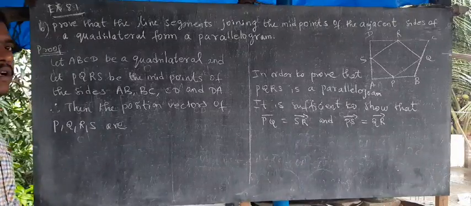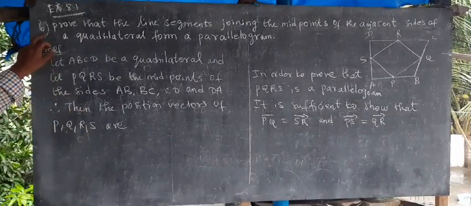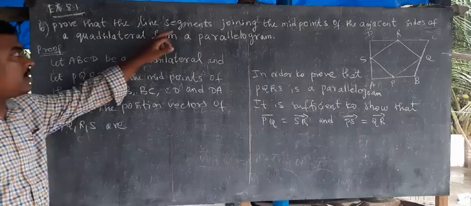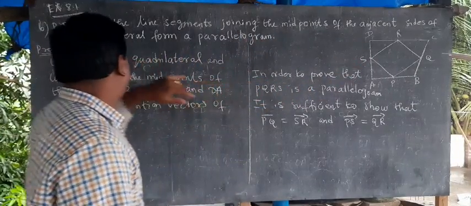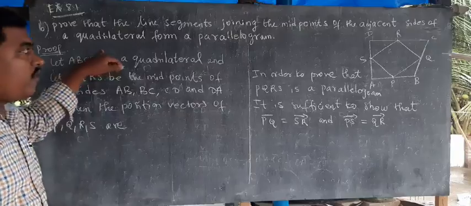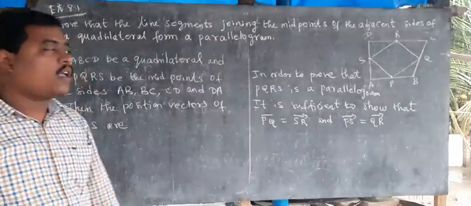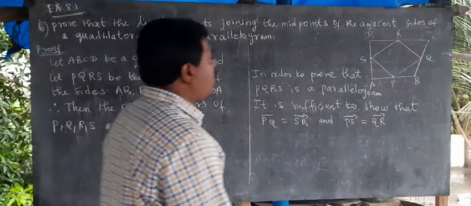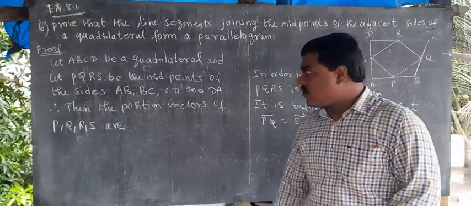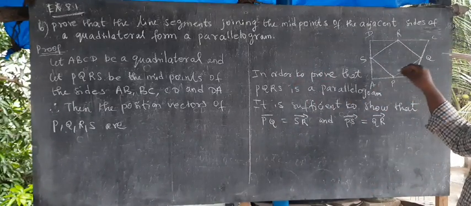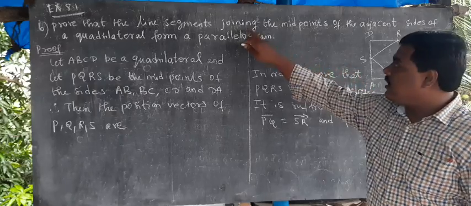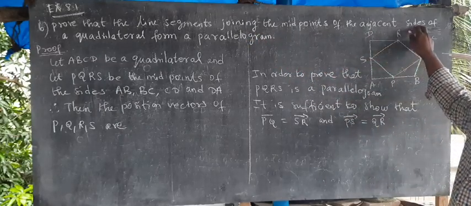Exercise 8.1, sum number 6. Prove that the line segments joining the midpoints of the adjacent sides of a quadrilateral form a parallelogram. Right? So what we need to prove means we have one quadrilateral. This is one quadrilateral. In this quadrilateral, we join the midpoints of the adjacent sides.